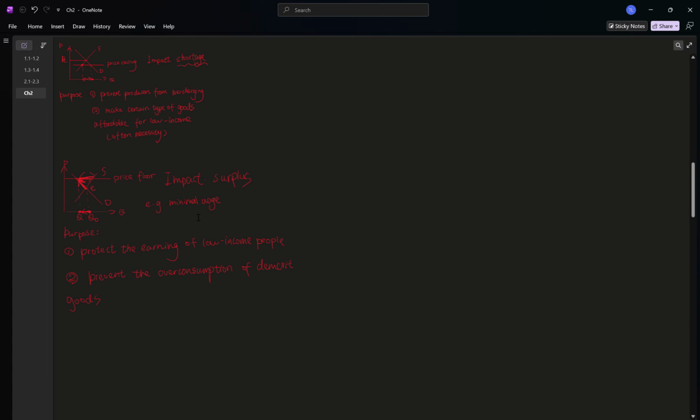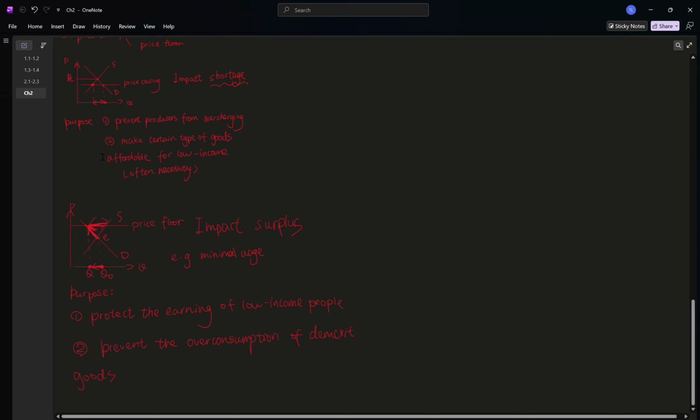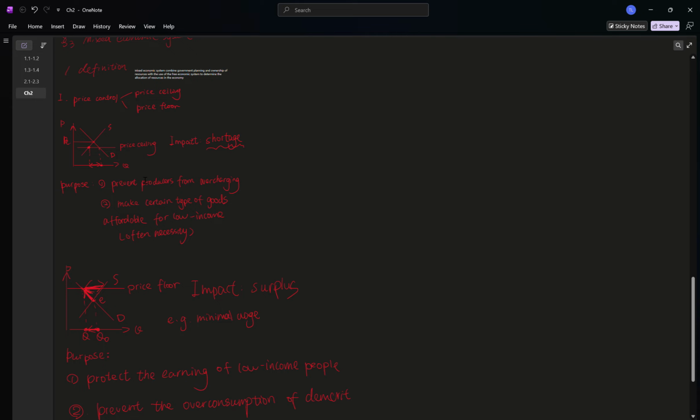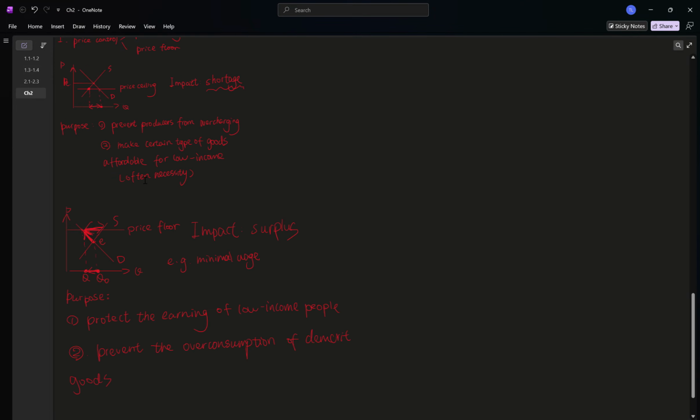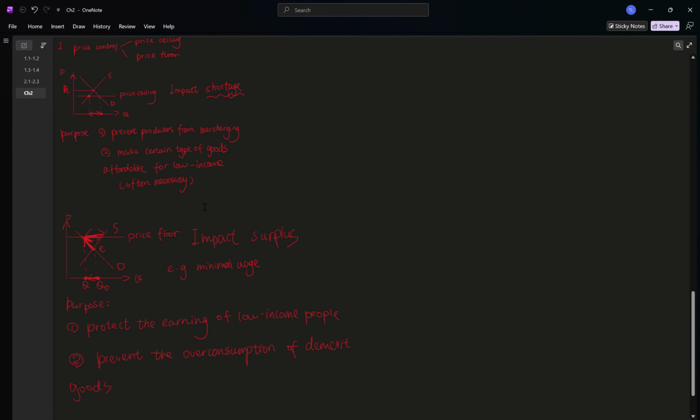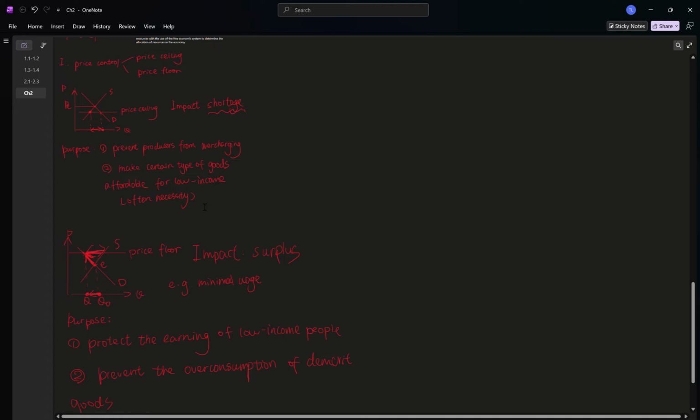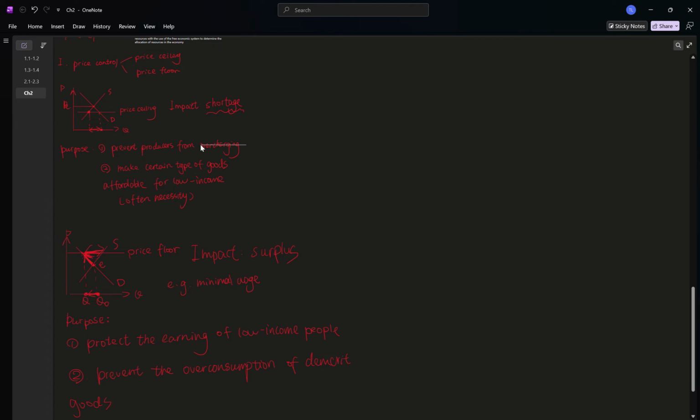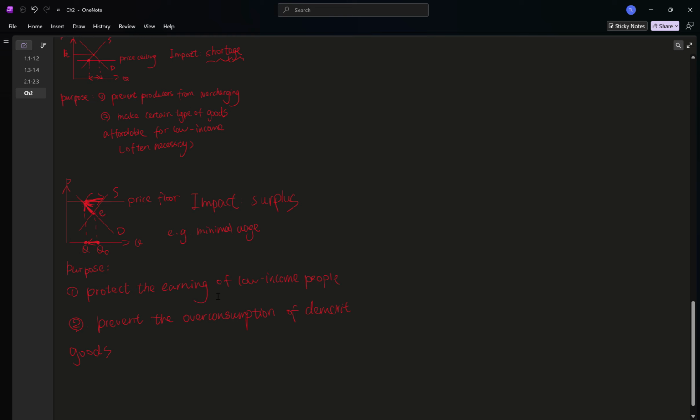So we just introduced one way to control, called price control. It can mainly deal with overcharging, make necessity affordable, protect the earning of low-income people, and prevent the overconsumption of dairy goods.